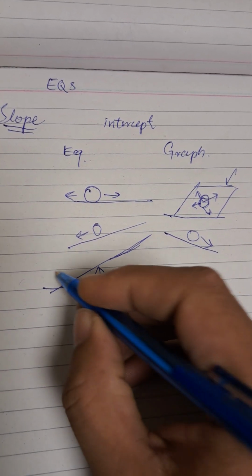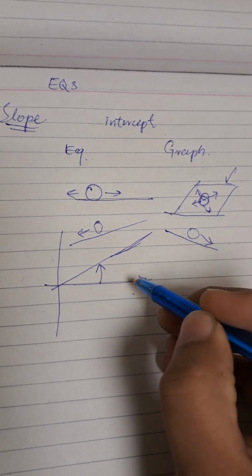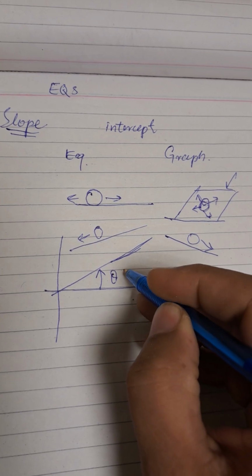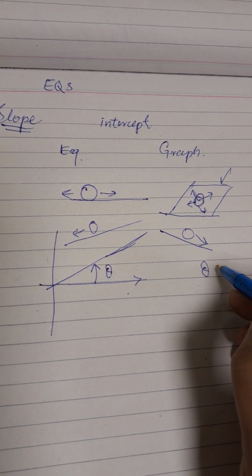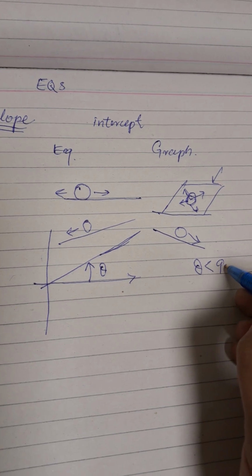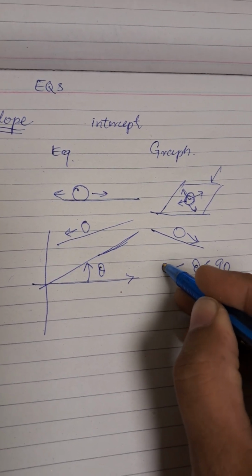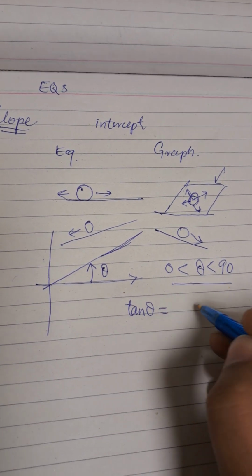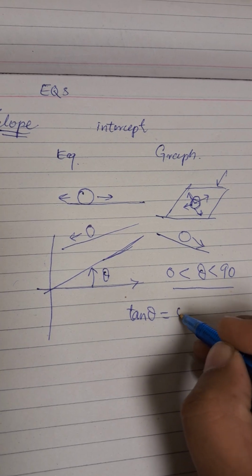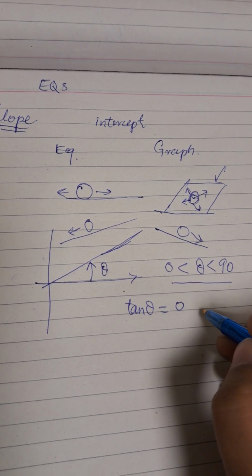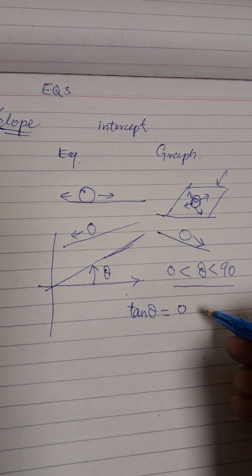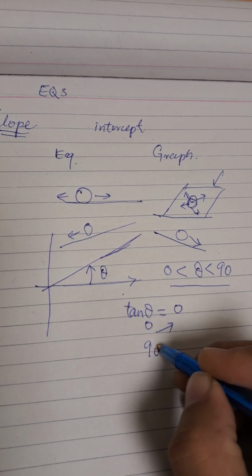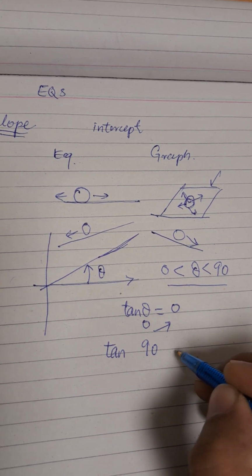And the second trick to it is, if we know the theta of that particular plank or the plane, if the theta is written as less than 90 degrees and greater than 0 degrees, then in that case tan of theta would be between 0 and infinity, but it would be positive. So for tan of 0 it is 0, for tan of 90 it is infinity.